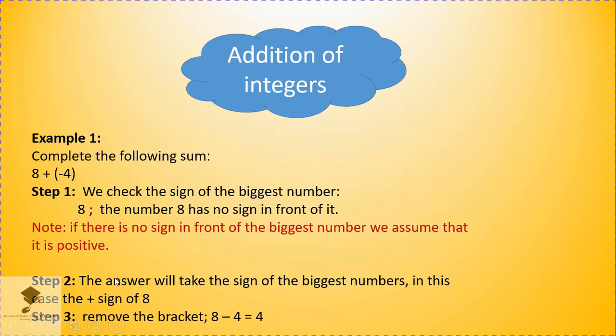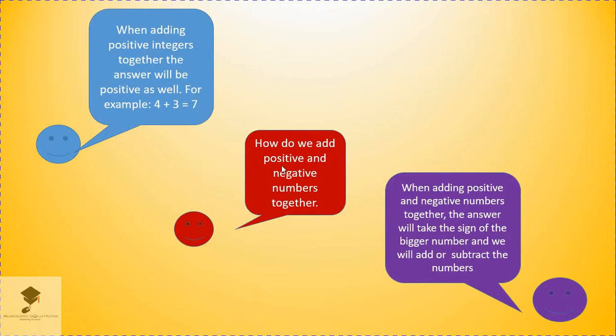So the third thing we're going to do is to remove the bracket. We are going to be left with 8 minus 4, which gives us 4. Now remember what we said about the answer taking the sign of the biggest number. So our 4 is positive in this case. When adding positive integers together, the answer will be positive as well. For example, if you add 4 plus 3, you're going to get positive 7 because both integers are positive.